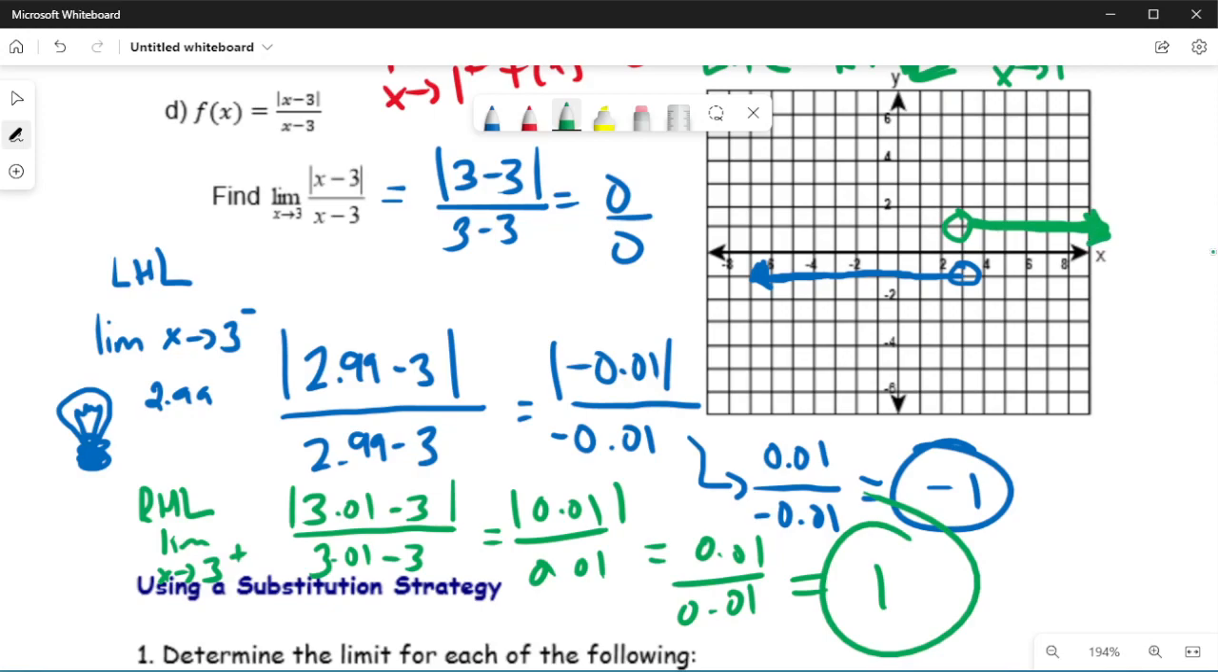And of course, the conclusion is the limit does not exist because the left-hand limit and the right-hand limit do not agree. So we'll just write that down quickly. RHL is not equal to LHL. Therefore, the limit as x approaches 3 of f of x does not exist.